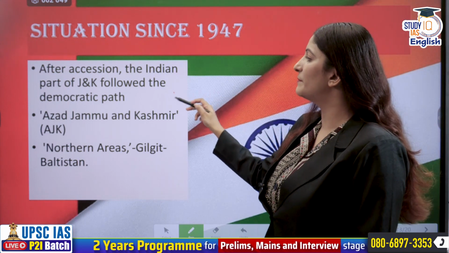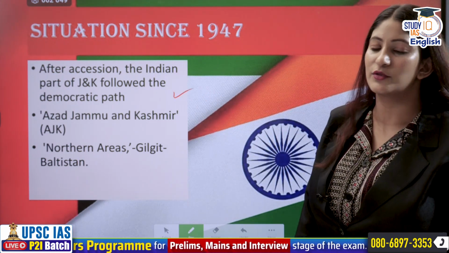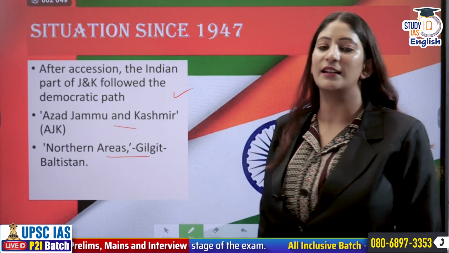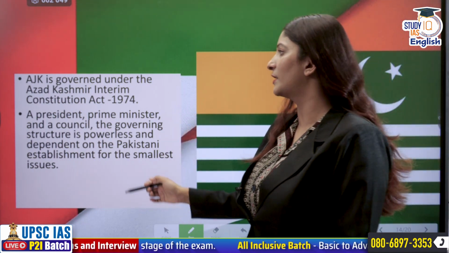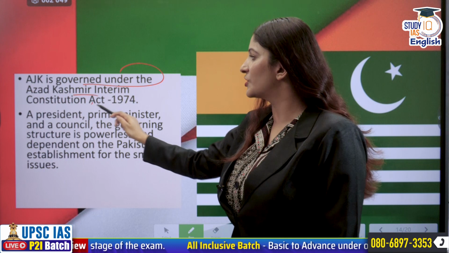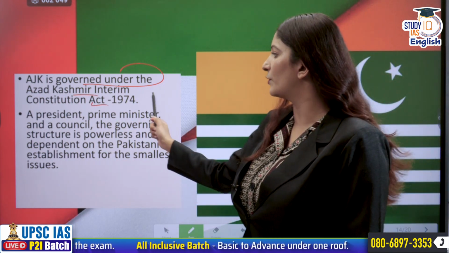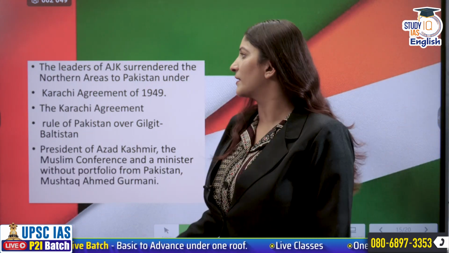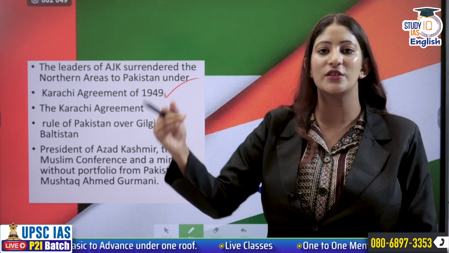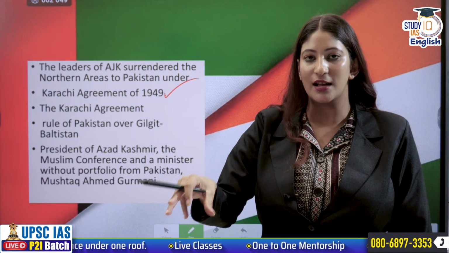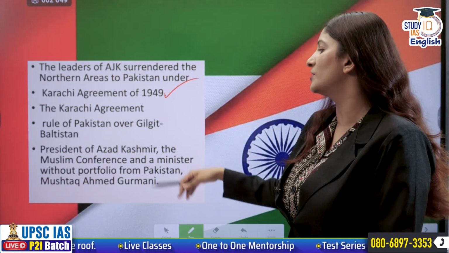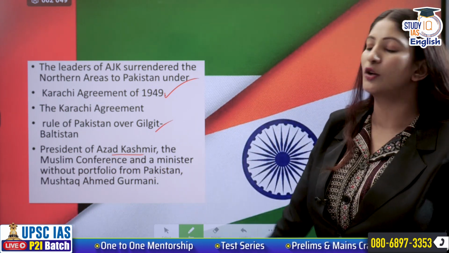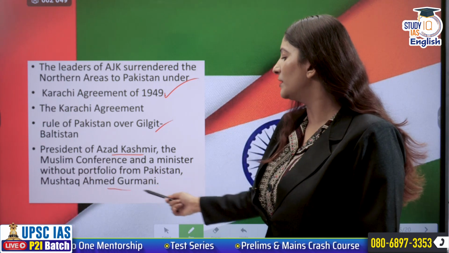After accession, the Indian part of Jammu and Kashmir has followed a democratic path like we always do for the rest of the country. But Azad Jammu and Kashmir and the northern areas, that is Gilgit and Baltistan, have their own legislation, as I told you. AJK is governed under the Azad Kashmir Interim Constitution Act of 1974. It has a president, a prime minister, a council, everyone is there, but for the smallest of things, it is dependent on Pakistan. Then we have the Karachi Agreement, which made the leaders of Azad Kashmir surrender the Gilgit and Baltistan region. That was done under the president of Azad Kashmir, the Muslim Conference, and a minister without portfolio from Pakistan, Mushtaq Ahmad Gurmani.